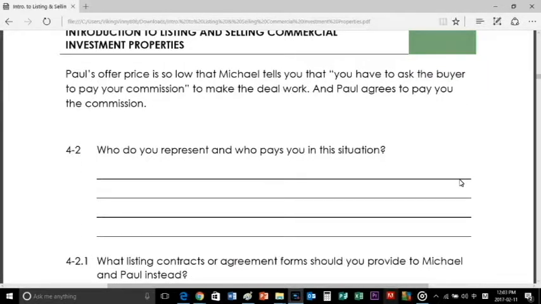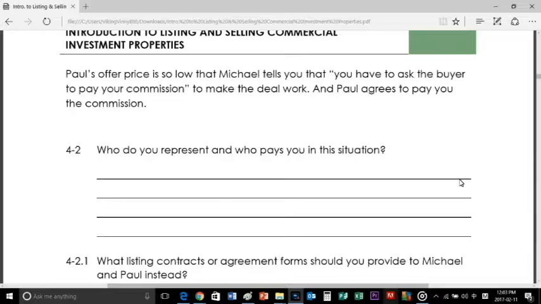Paul's offer price is so low that Michael tells you that you have to ask the buyer to pay your commission to make the deal work. And Paul agrees to pay you the commission. 4-2, who do you represent and who pays you in this situation?